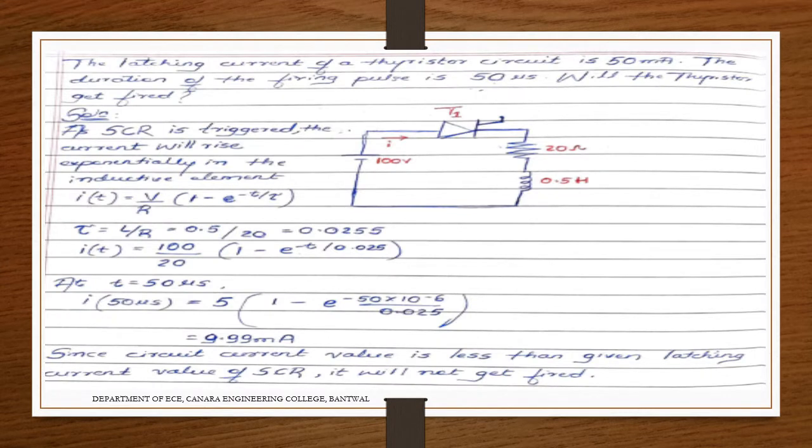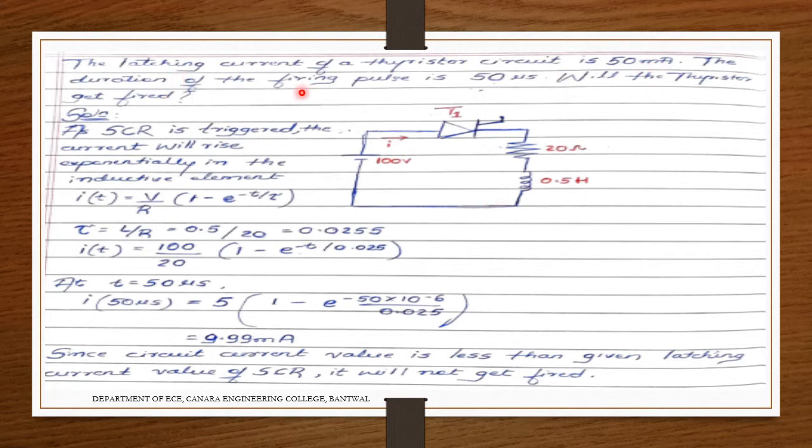First one, the latching current of a thyristor circuit is 50 milliamps. So what do you mean by latching current? It is the minimum current required for an SCR to get on, or a thyristor to get on. That is, the minimum current has to be maintained, above which it will start to work. So that latching current is nothing but the 50 milliamps given for the given circuit here.